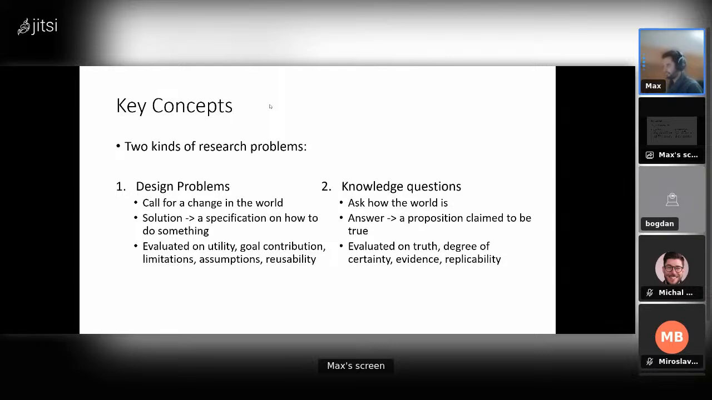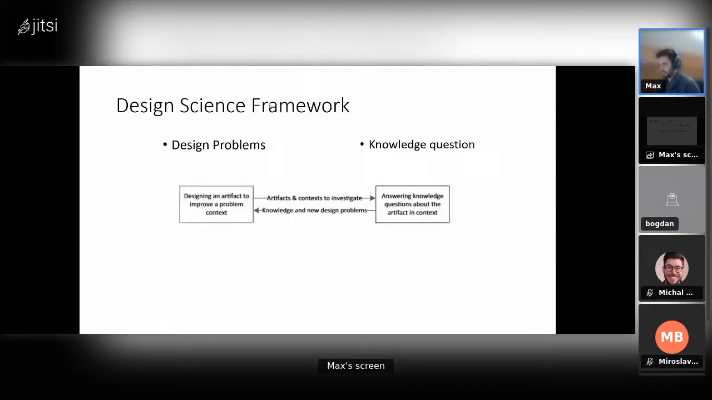On the other hand, you have a knowledge question. A knowledge question will ask how the world is currently, and it will provide you an answer. So basically, when we do state of the art and things like this, it is a knowledge question, and it will be evaluated on its truth, degree of certainty, and replicability. So we have two paradigms: design problems and knowledge questions.